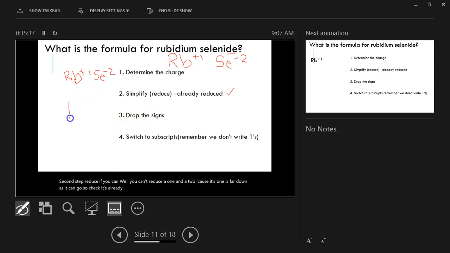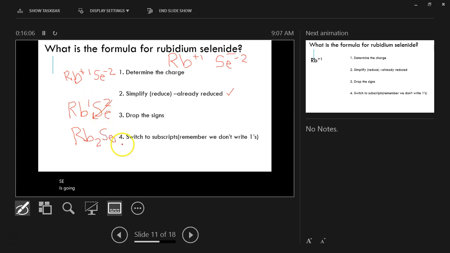Drop the signs. So we don't want to have symbols that have charges on them when we write our formulas. So we're dropping the sign now. We're dropping the positive and the negative number. And then we're going to switch them to subscripts. So when I say switch them, the Rb is going to get the 2, and the Se is going to get the 1, and we don't ever write the number 1 in a formula.